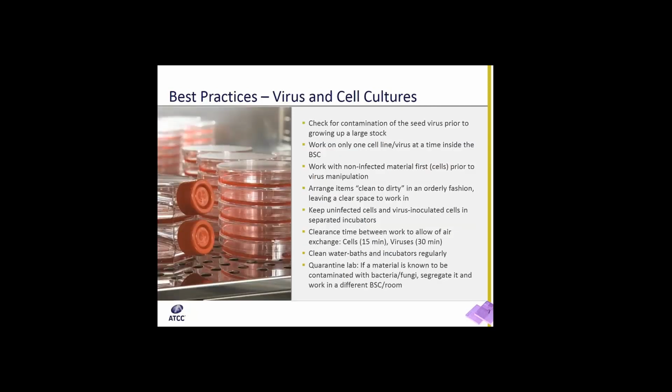For more on some of the practices that we follow when we are culturing cells as well as viruses in cell culture, first check the contamination of the seed virus that you're using prior to growing up a large stock. Contamination can be bacterial or fungal, so you can use a variety of media to see if something is growing in your seed stock before you put it out to cell culture. Preferably work only with one cell line or one virus at a time inside the biosafety cabinet, unless of course you're using an experiment that requires controls, such as a negative control or a cell control.